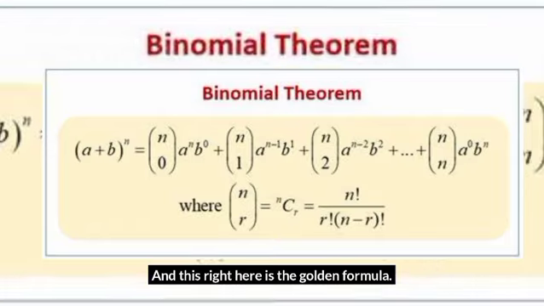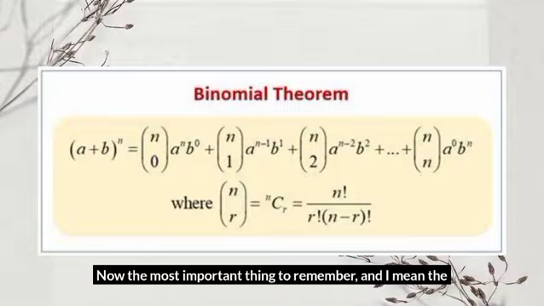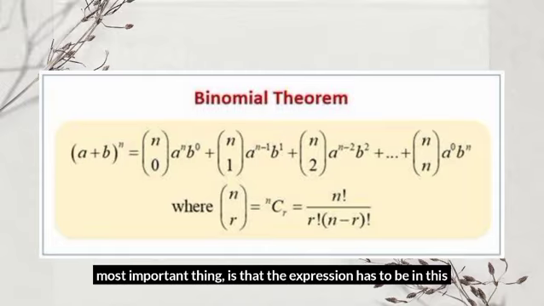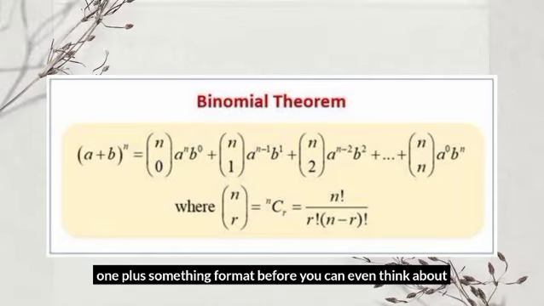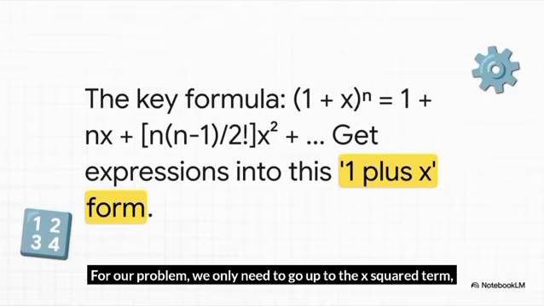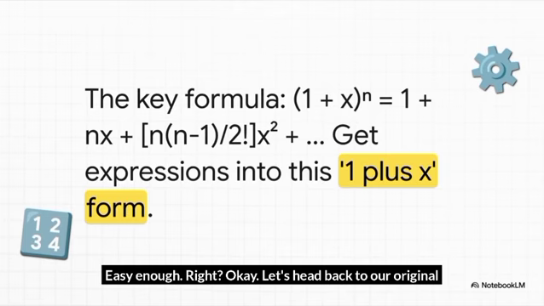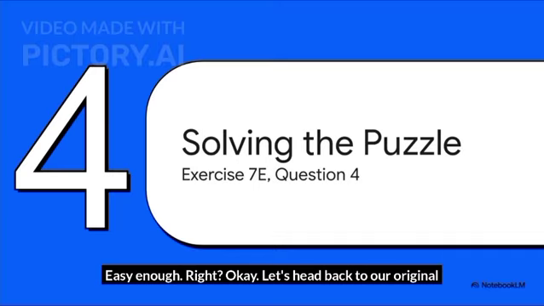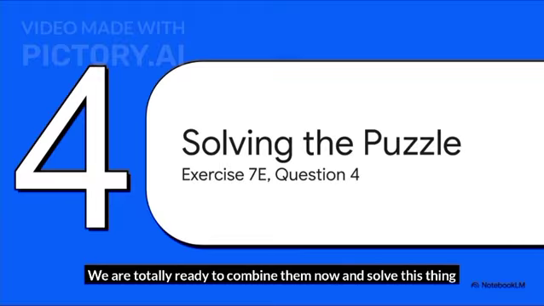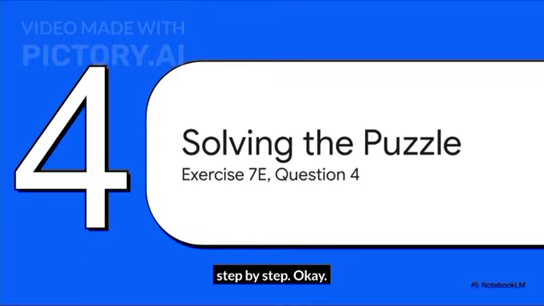And this right here is the golden formula. Now, the most important thing to remember, and I mean the most important thing, is that the expression has to be in this 1 plus something format before you can even think about using the formula. For our problem, we only need to go up to the x squared term, so we'll just be using the first 3 terms of this series. Easy enough, right? Okay, let's head back to our original problem and see how these two tools build on each other. We are totally ready to combine them now and solve this thing step by step.